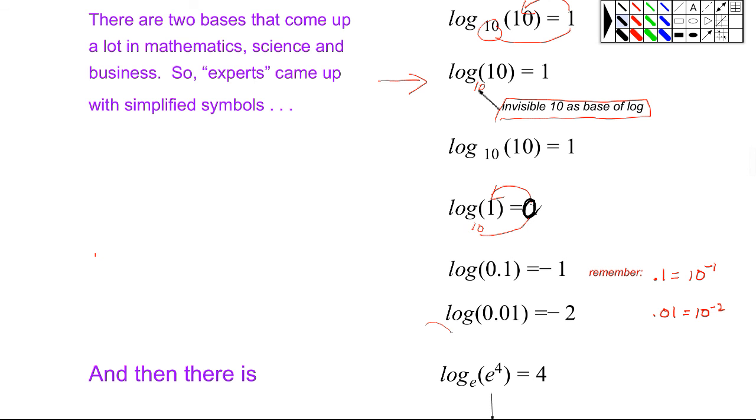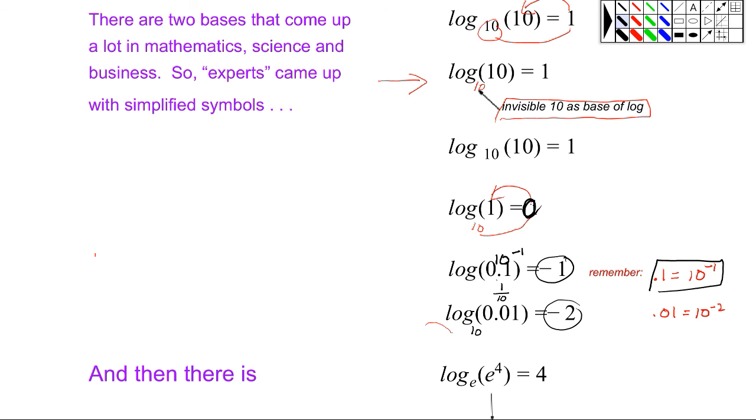Here, how about this one? Log of 0.1. Well, remember, 0.1 is the same thing as 1/10. 1/10 is the same thing as 10 to the negative 1. So we're really saying, what is the log of 10 to the negative 1? Or what number do you raise 10 to get 0.1? Negative 1. This one we're asking you, what number do you raise 10 to get 0.01? The answer is negative 2.